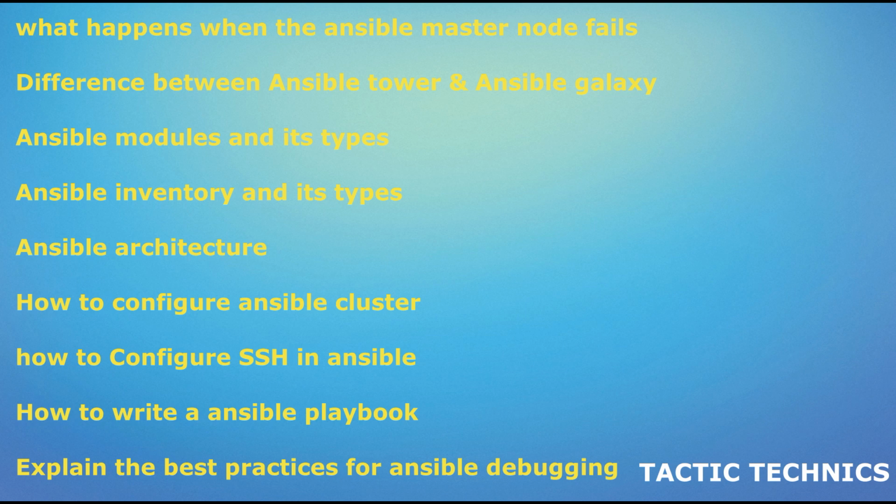Here are some examples of commonly used Ansible modules. apt manages packages on Debian-based systems using the apt package manager. Copy copies files from the local system to managed nodes. File manages files and directories on managed nodes. Service manages services on managed nodes. User manages user accounts on managed nodes. Yum manages packages on Red Hat-based systems using the Yum package manager.